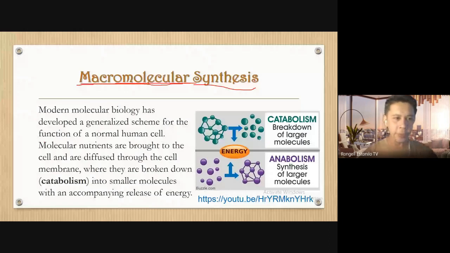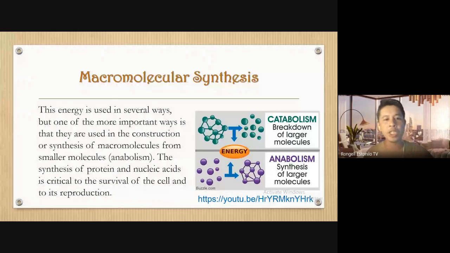Okay, so modern molecular biology has developed a generalized scheme for the function of a normal human cell. Molecular nutrients are brought to the cell and diffused through the cell membrane where they are broken down, which is catabolism, into smaller molecules with an accompanying release of energy. This energy is used in several ways, but one of the more important ways is in the construction or synthesis of macromolecules from smaller molecules, which is what we call anabolism.